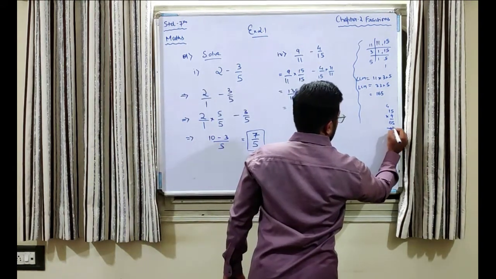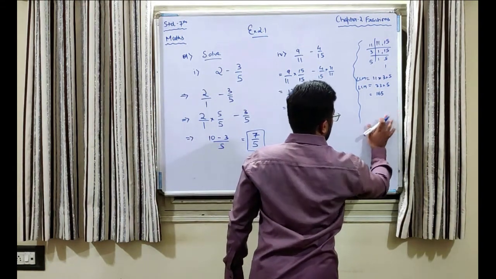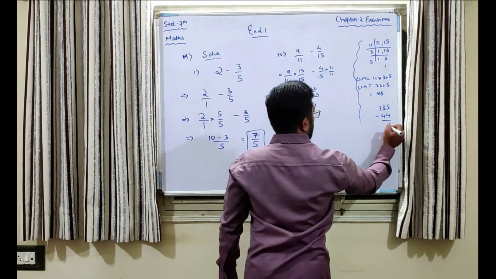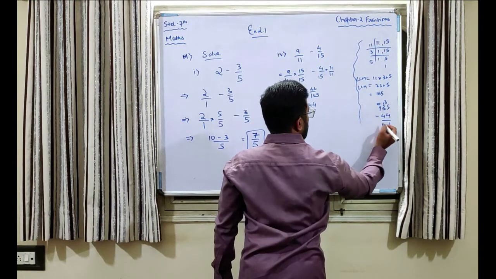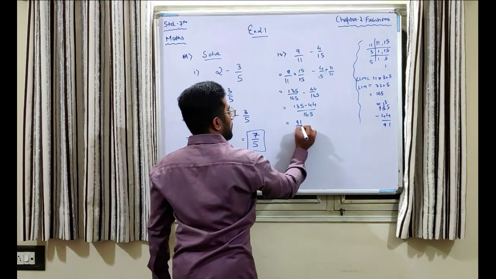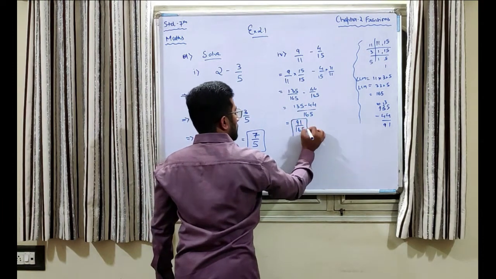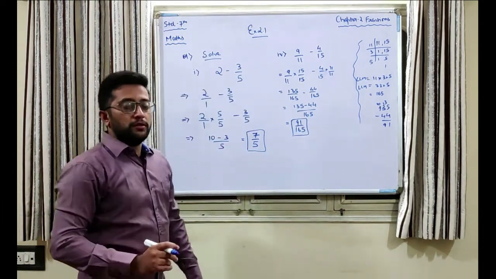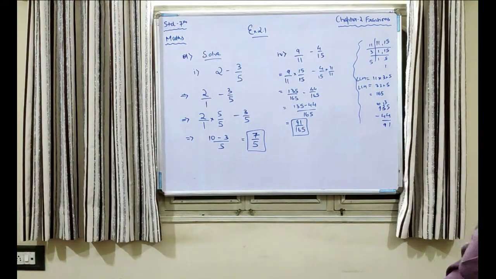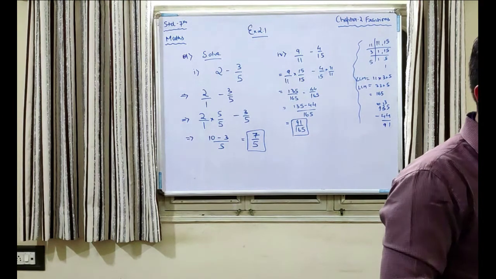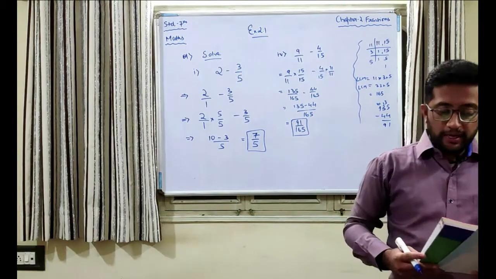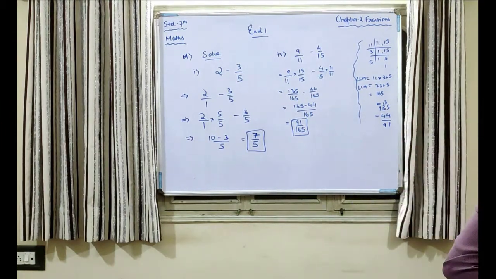So 135 minus 44 will be 91. So your answer will be 91 upon 165. Okay, so this way you can solve the fractions which do not have the same denominators. Similarly, you can try the 5th and 6th. Let us do the 7th one.